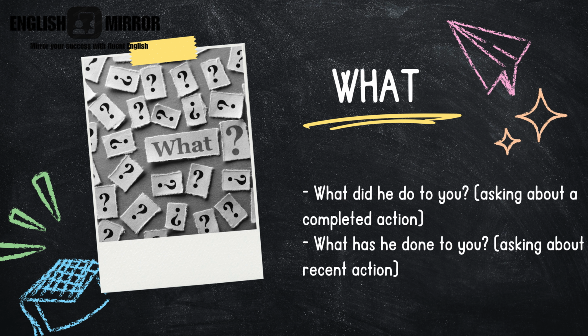Next one, what means what are you doing, what is happening now? Examples, what did he do to you? Asking about a completed action. By the appearance of did itself, it is clear it's a past action, right? And next one, what has he done to you? That is a recent action. For example, if a boy is crying and might not be telling the reason for his sorrow, we ask, what has he done to you, what has happened to you? We can ask such a question.